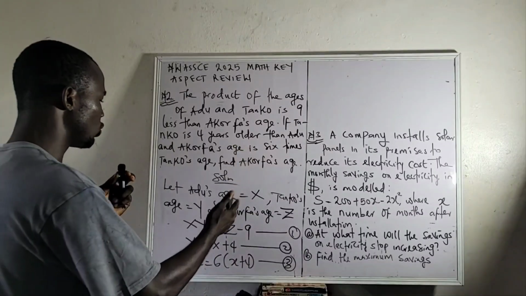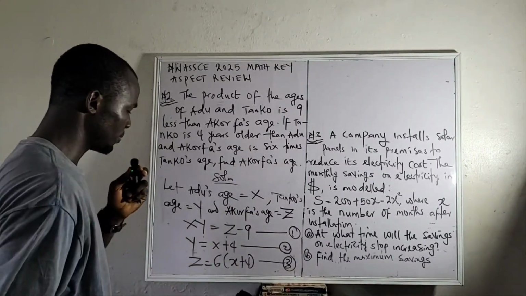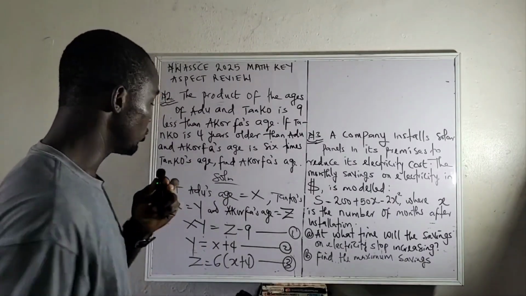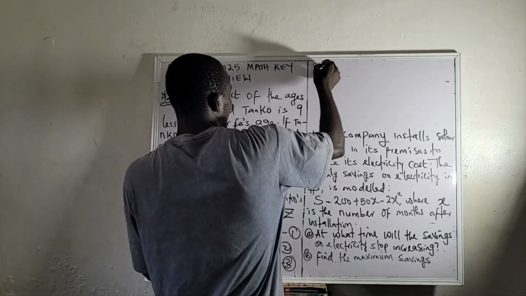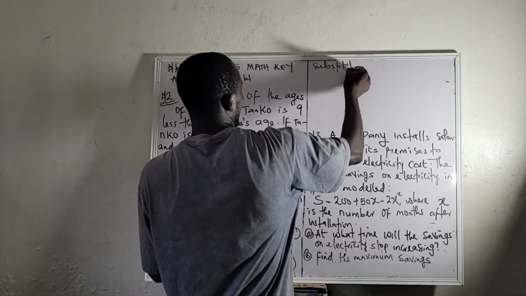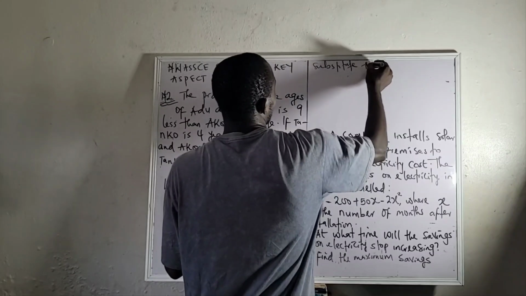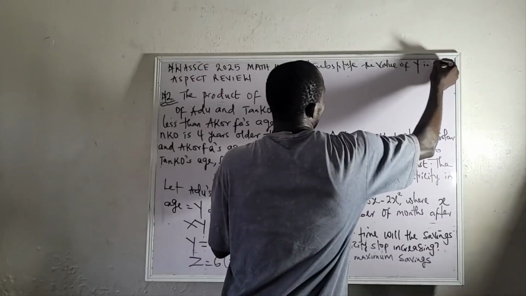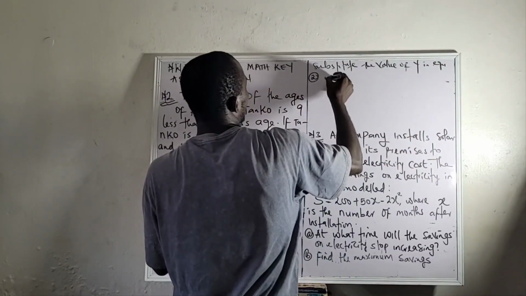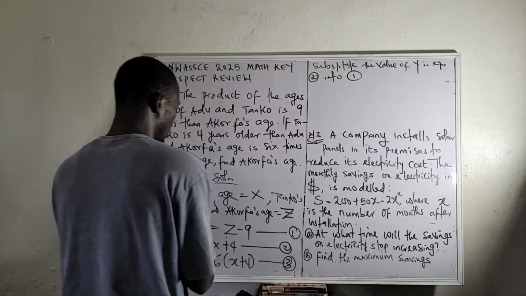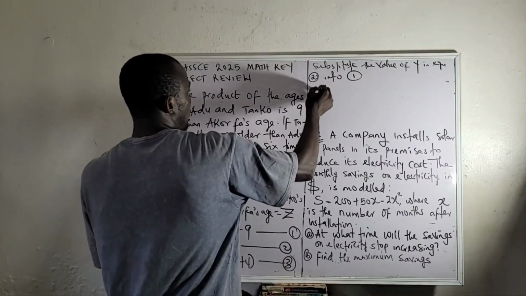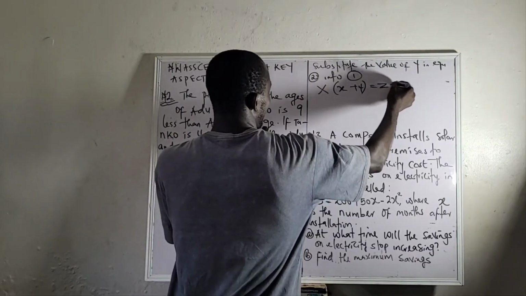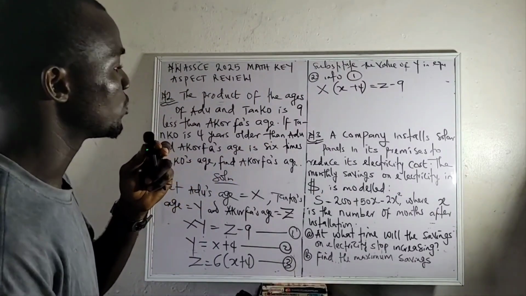To solve, you want to go back to the first equation and try to put equation 2 into equation 1. That is the first thing we are going to do. So I'm going to say substitute the value of Y in equation 2 into 1. So this is my equation 1. I will now write X plus 4 equals Z minus 9. So that is what I'm going to write.